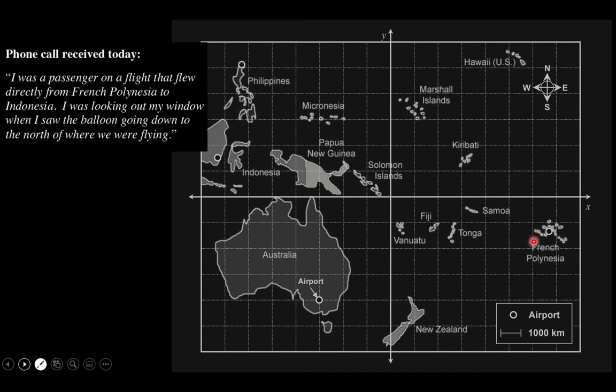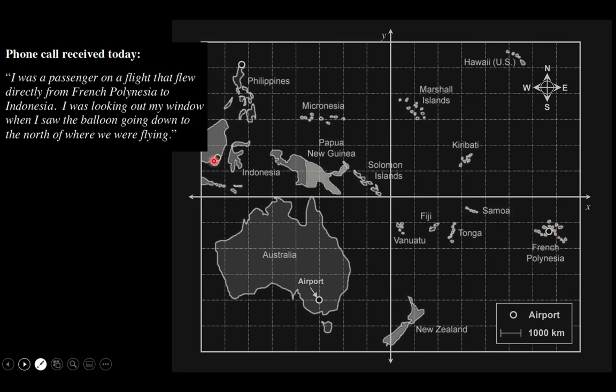And then it said, I was looking out my window when I saw a balloon going down to the north of this boundary, to the north of that boundary. So there's three constraints there. They're all linear constraints. One of the constraints you were given 2 points, and you have to figure out what the equation is that goes through those points. Another one you were given a point and the slope. Another one you were given 2 points, French Polynesia and the airport in Indonesia.